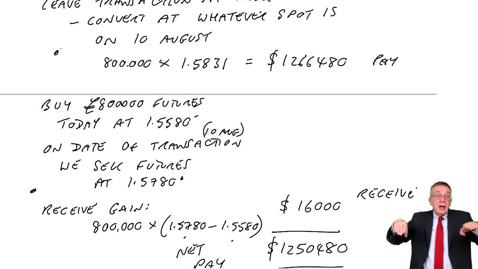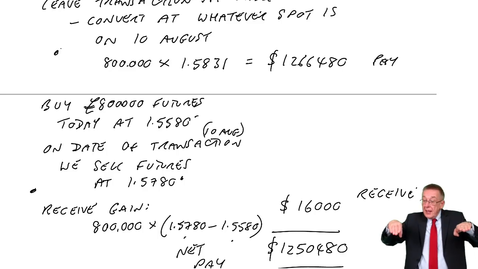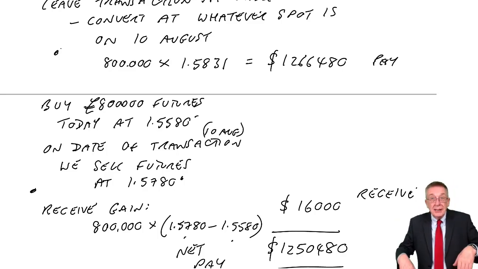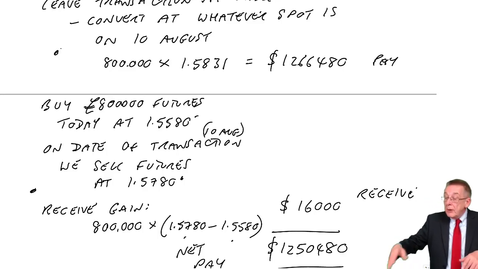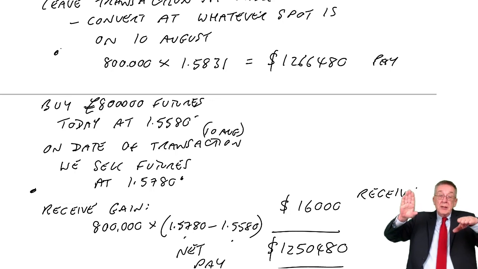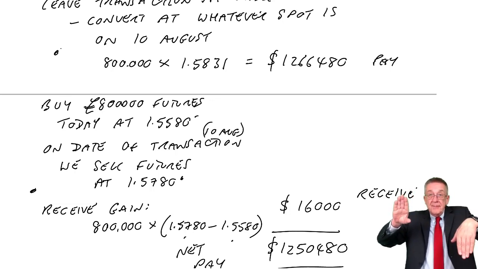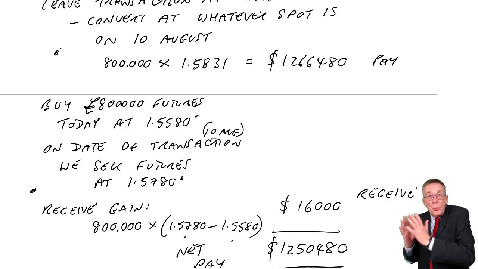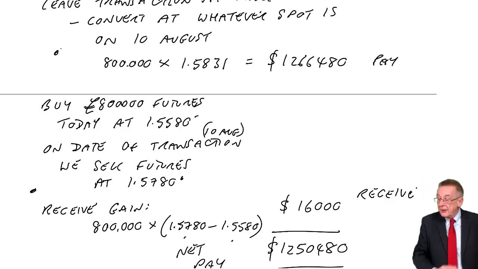Equally, had the exchange rate gone the other way, had the exchange rate gone down, the futures price would have gone down. And so we'd be paying less on the transaction, we'd be gaining, but we'd make a loss on the futures. And again, the two effects would cancel out. We're using one risk to cancel the other risk.